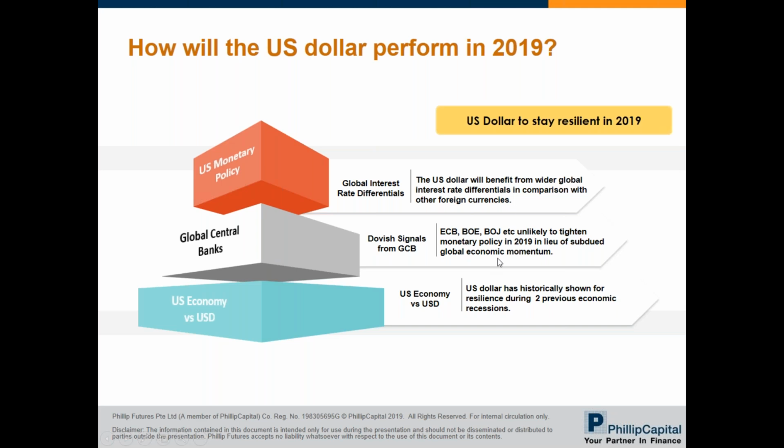So this helps to keep the dollar firm. The dollar will likely benefit from wider differentials in comparison with other currencies. So this is likely to help keep the dollar resilient. And if we look at it from a historical standpoint, the dollar has traditionally shown resilience even in the past 2 recessions. It doesn't weaken that much.